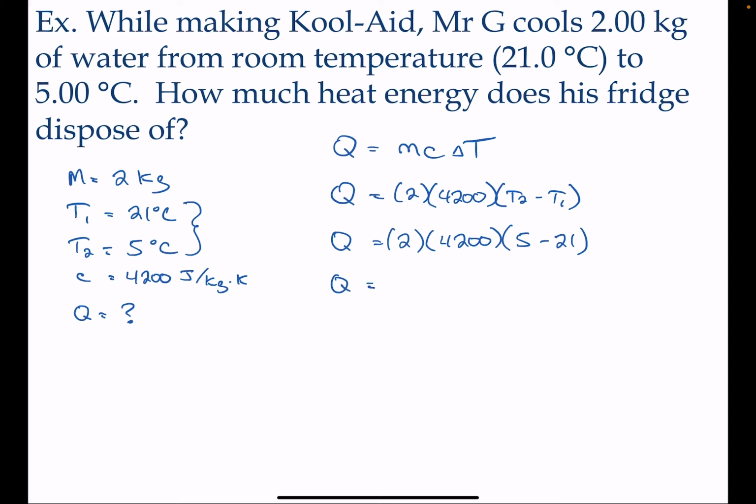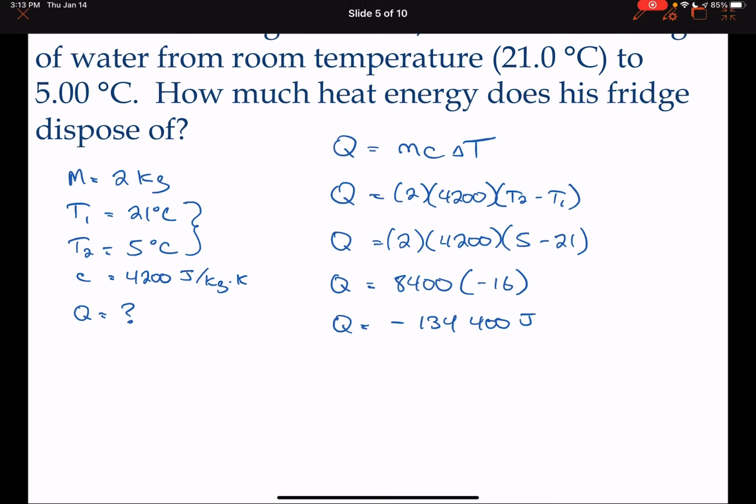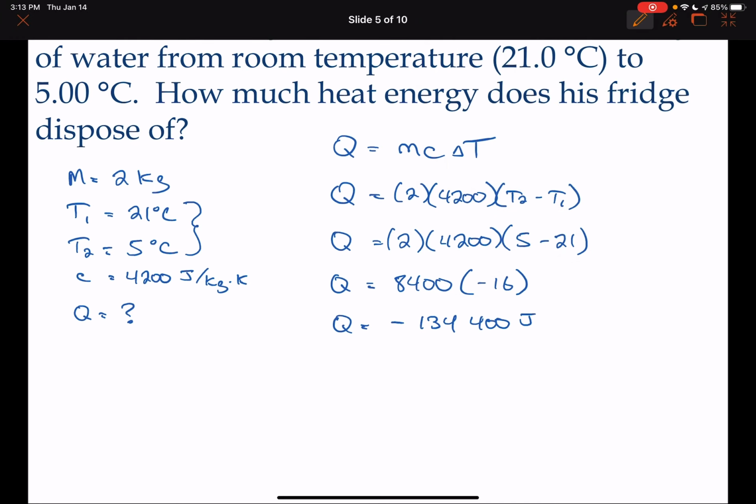Let's find my calculator here. 2 times 4,200 is 8,400. This would be times minus 16. This is going to be negative 134,400 joules.